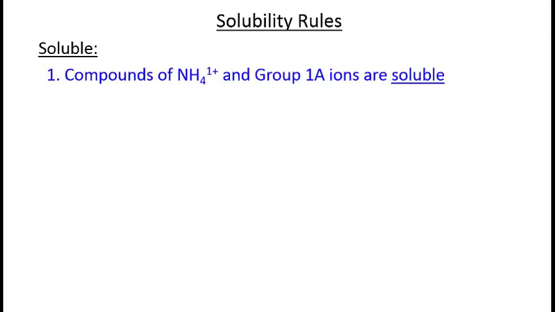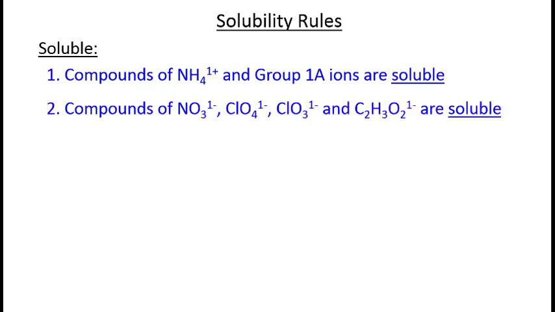There are 5 general rules for ionic solubility. We start with ions that make a compound soluble. First, compounds of ammonium and group 1A ions like lithium, sodium, potassium, and so on are soluble. Regardless of what anion is present, compounds with these cations are always soluble. Second, compounds of nitrate, perchlorate, chlorate, and acetate are always soluble.